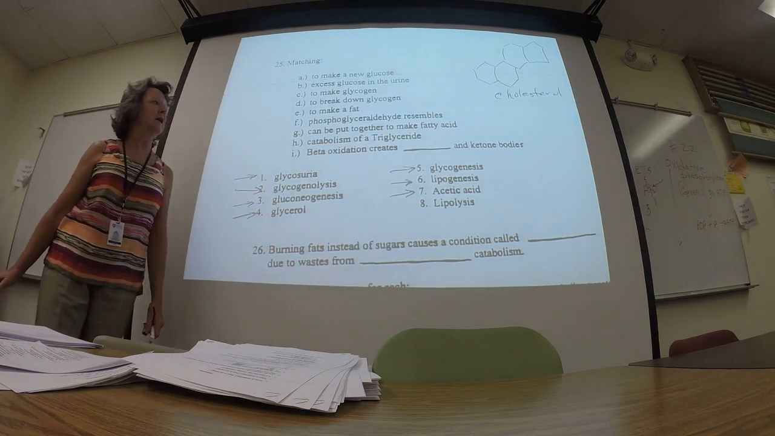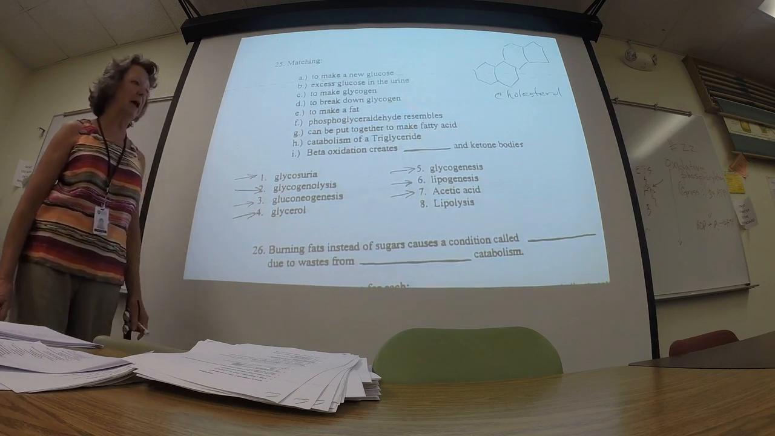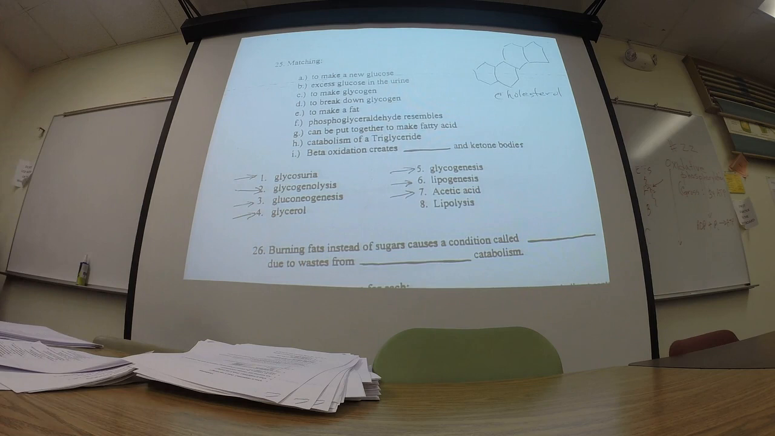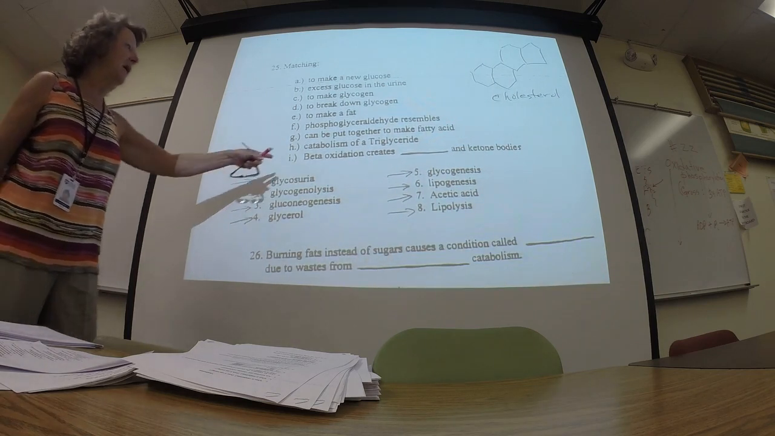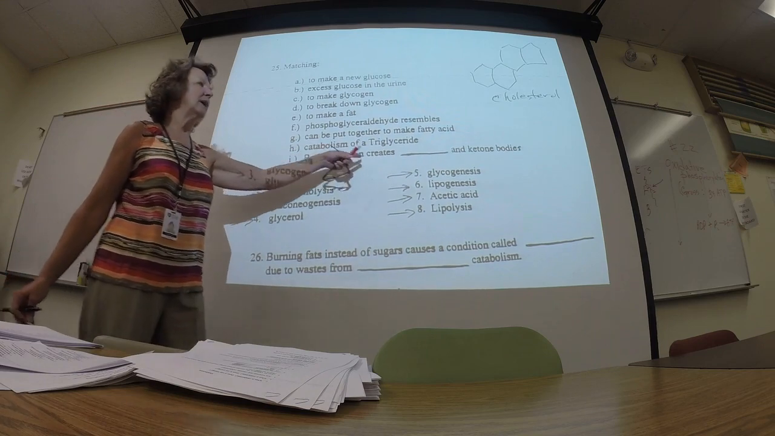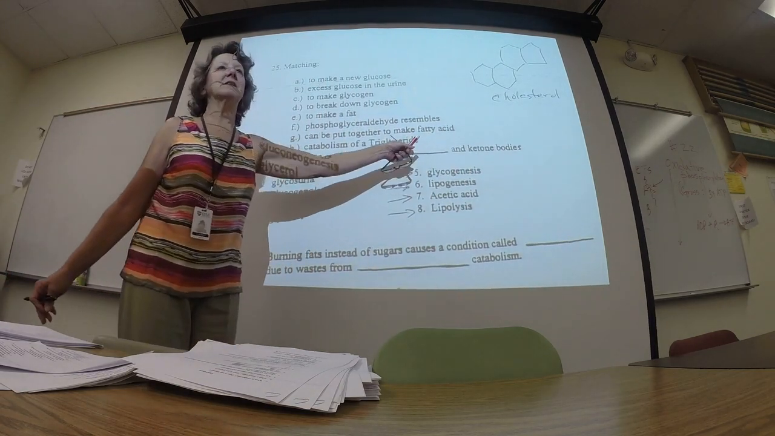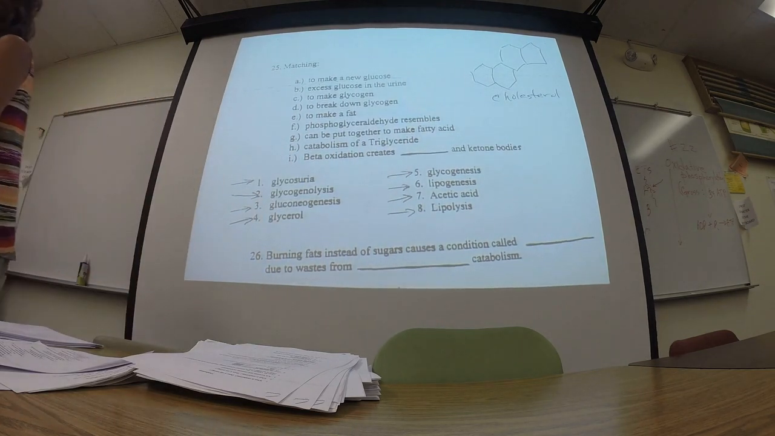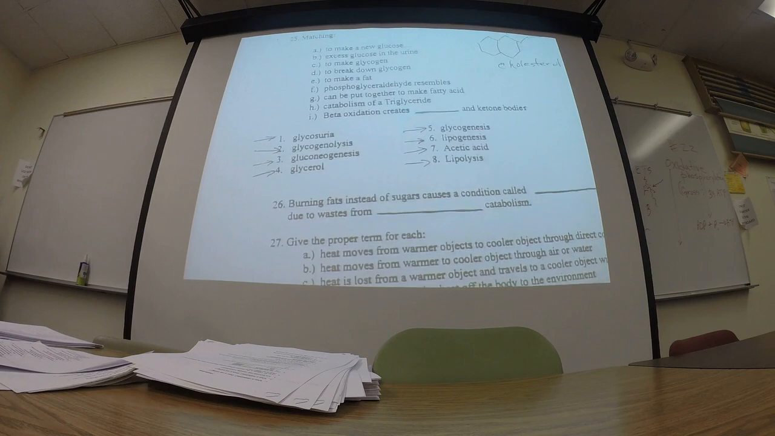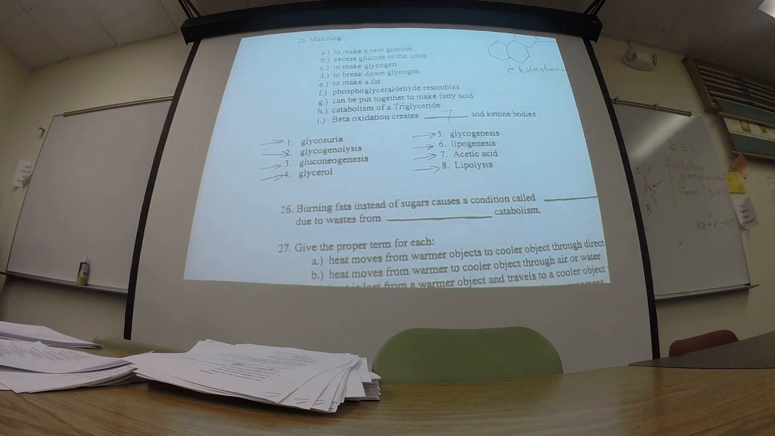If you're going to catabolize or break down a triglyceride, what is the vocabulary word for that? Lipolysis. And beta oxidation creates mainly ketone bodies, but a little bit of this. What is this? Acetic acid. So you used acetic acid twice. You used it there and in another one.